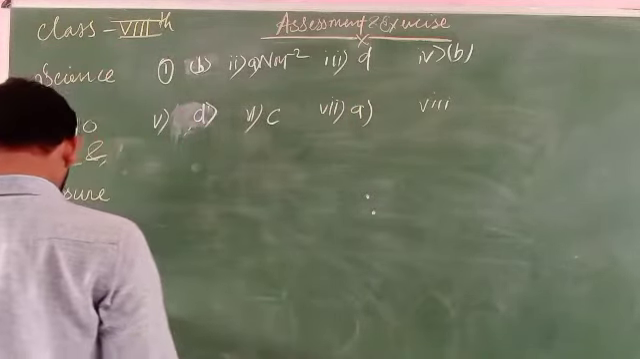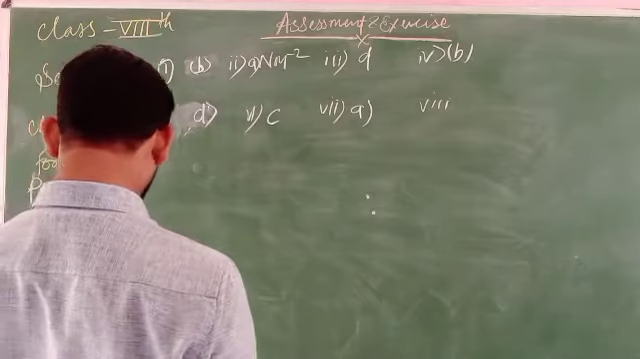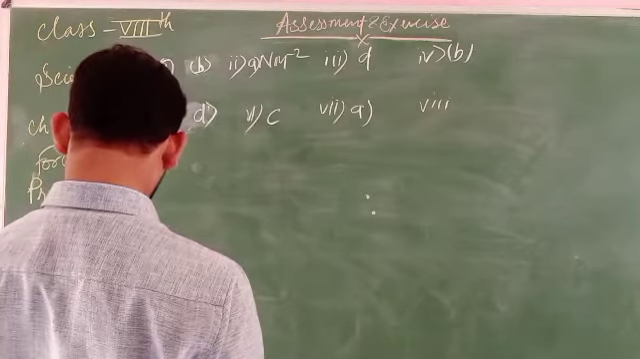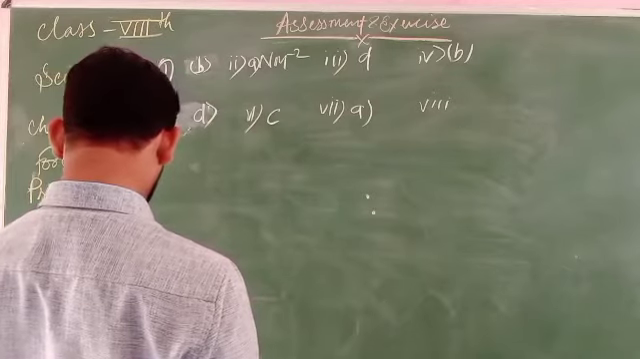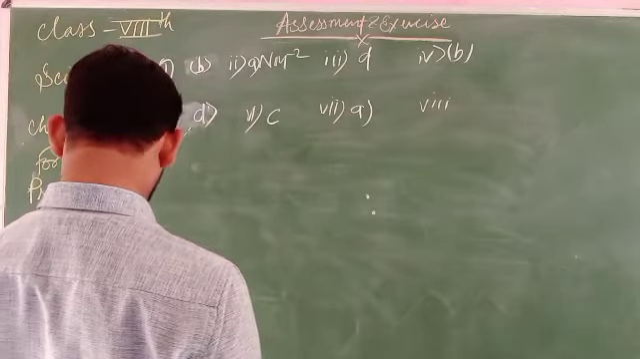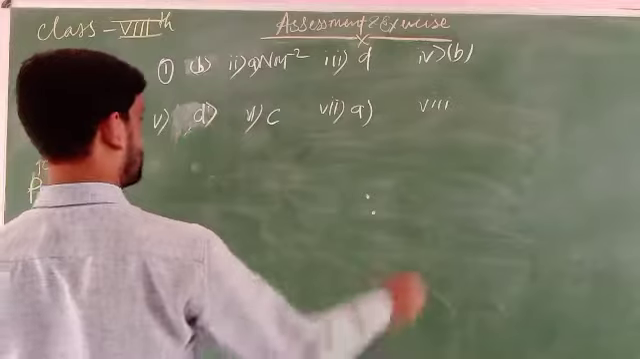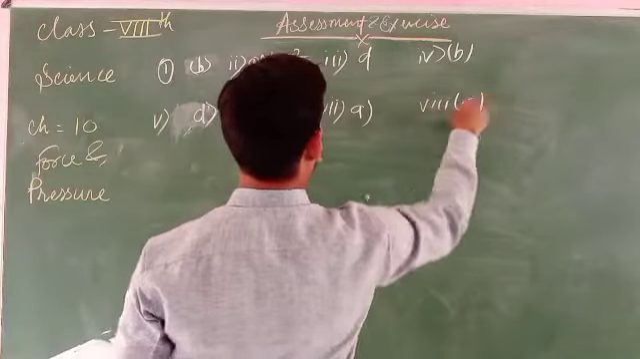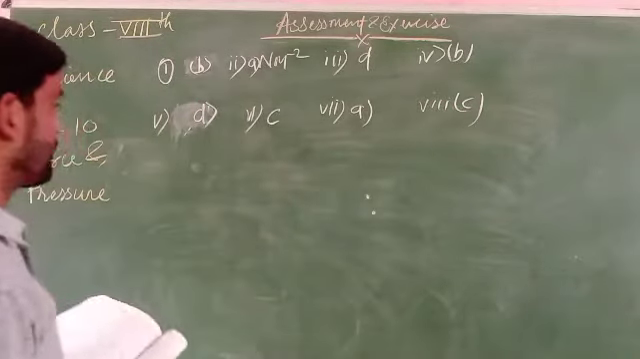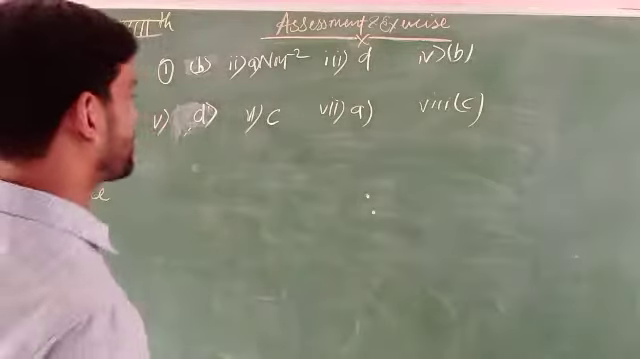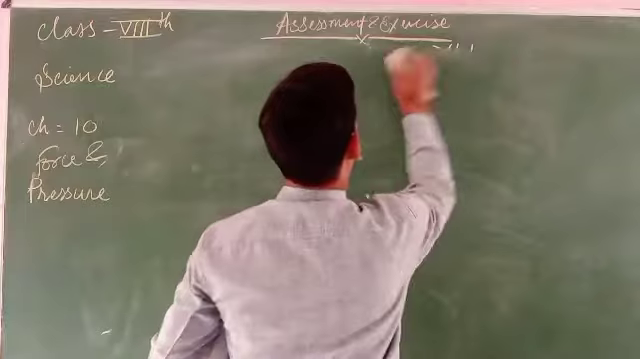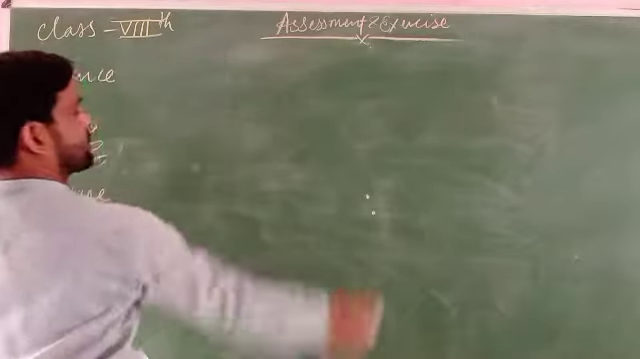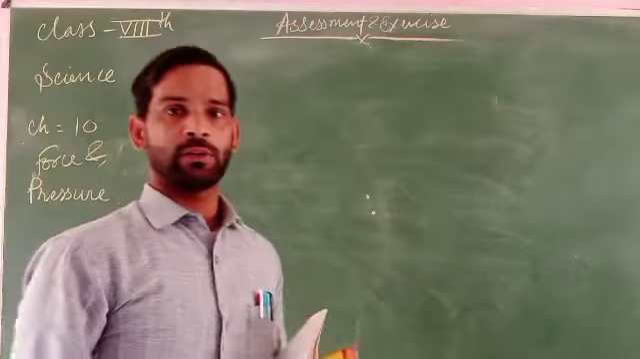Question number 8: a brick is given three different forms. The pressure exerted by the brick when stable will be C. The first section is completed now, and the next one is fill in the blanks.